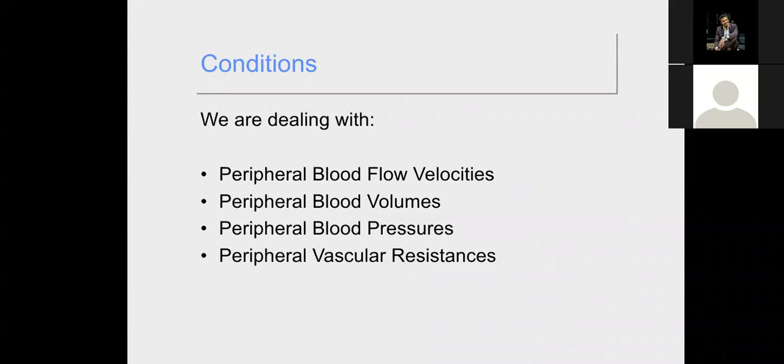Where do you think is the highest flow velocity? The highest flow velocity will be in the arteries, not arterioles, and the highest blood volume will be in the veins, and the peripheral blood pressure will be at highest in the arteries, and the peripheral vascular resistance will be at highest in the arterioles.